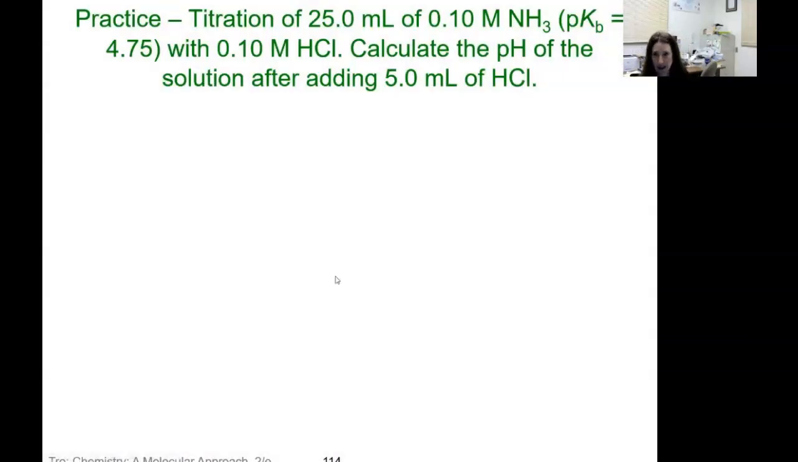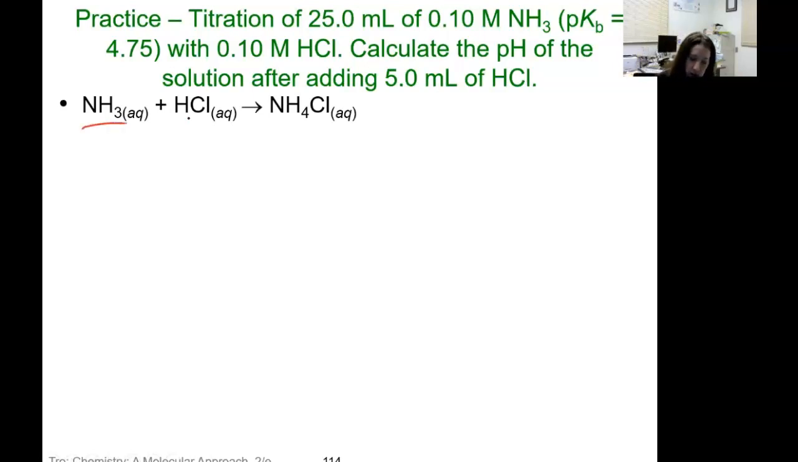Okay, the next piece. So this time we're going to add 5 milliliters of HCl. Every single time when you do a titration, we need to know where the end point is, right? That's a very important thing. Where is that equivalence point? Remember, at the equivalence point, moles of acid equals moles of base, right? So when the moles of this equal the moles of this, we are at our equivalence point.